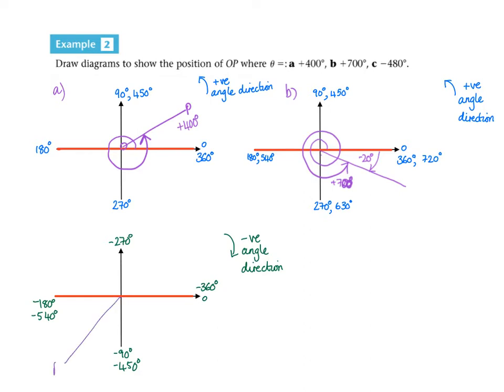Now again, that's P there, I should have put that at that one as well, OP. So what we're looking at, we're starting at 0, but we're going in this direction, and we're going all the way around to there. So it lands in the third quadrant. So that's minus 480 degrees. And you can see there that it makes an angle of 60 degrees with the x-axis. And that's more important when we come later on.